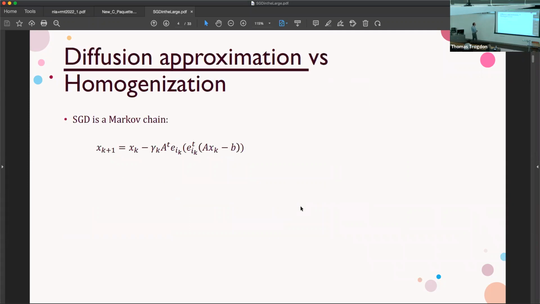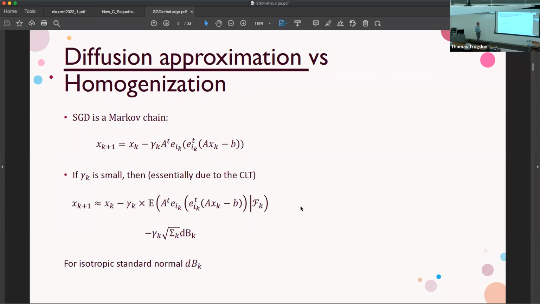So homogenization is a very common approach. You'll see in the literature about stochastic gradient descent an attempt to take the fact that it's a Markov chain and compare what happens when a Markov chain makes tiny steps. If you have a Markov chain which makes a bunch of tiny steps, it starts to look like a continuous time analog, which is a diffusion process. And it's basically a consequence of the central limit theorem that such a thing works.